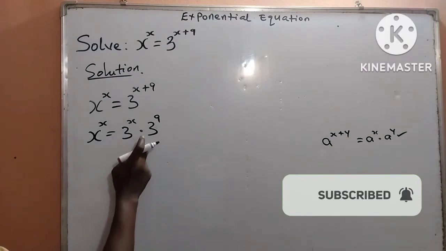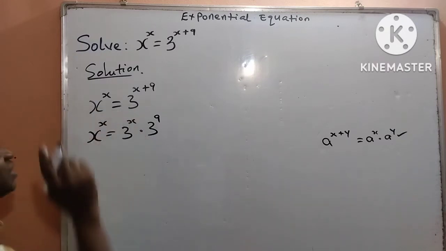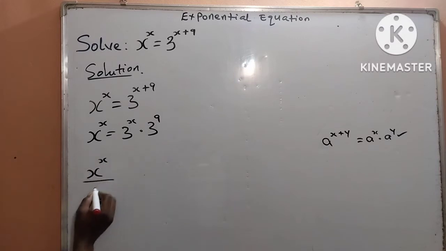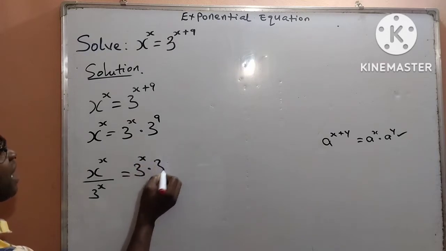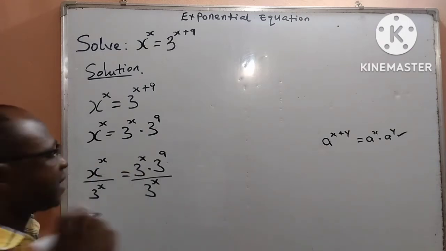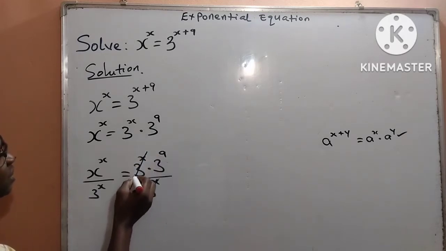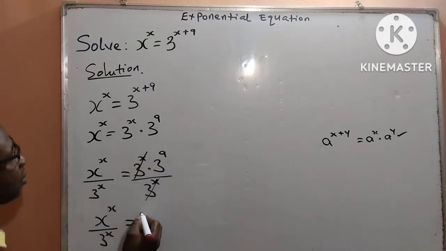Next, I want to divide both sides of this equation by 3 to the power of x. And that means I shall be writing now x to the power of x divided by 3 to the power of x is equal to 3 to the power of x multiplied by 3 to the power of 9, all divided by 3 to the power of x. Alright, looking at this, 3 to the power of x at the denominator cancels out with 3 to the power of x at the numerator. So I will be left with x to the power of x all over 3 to the power of x equal to 3 to the power of 9.